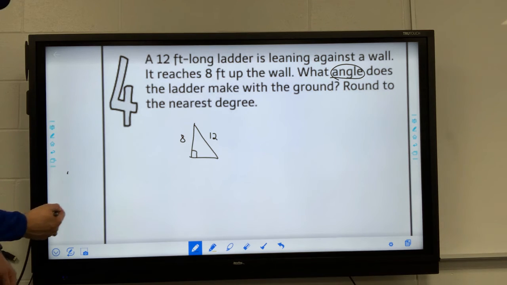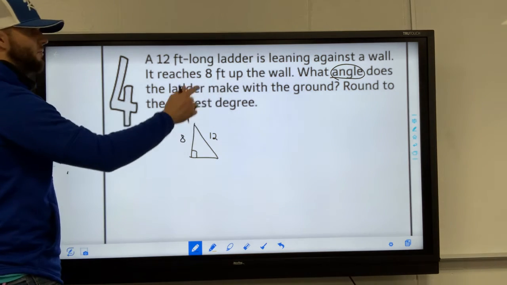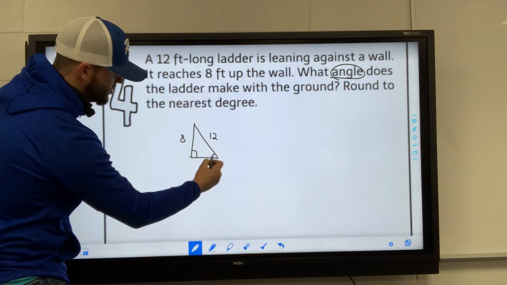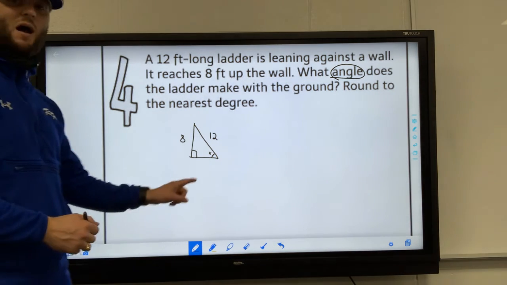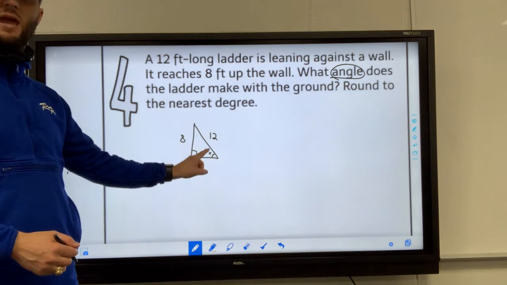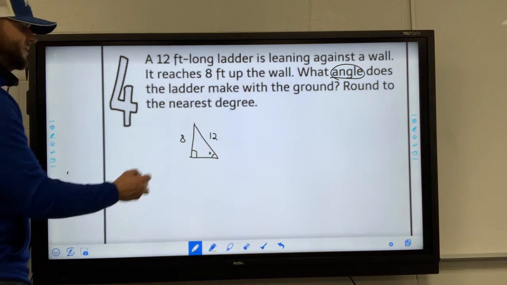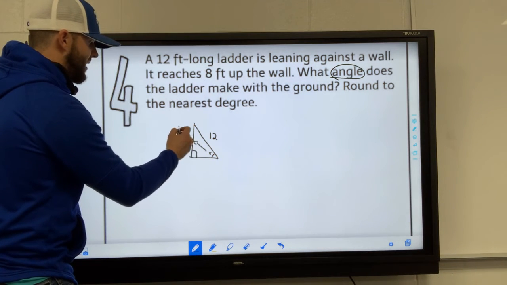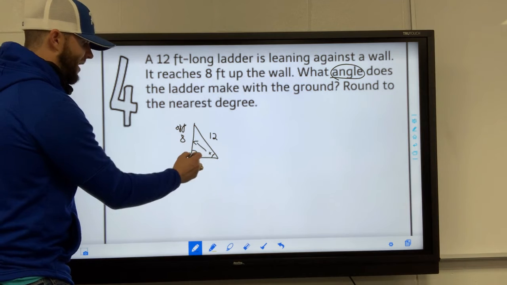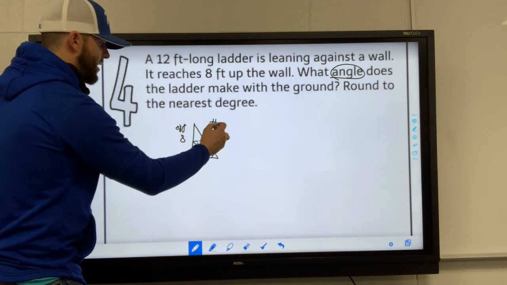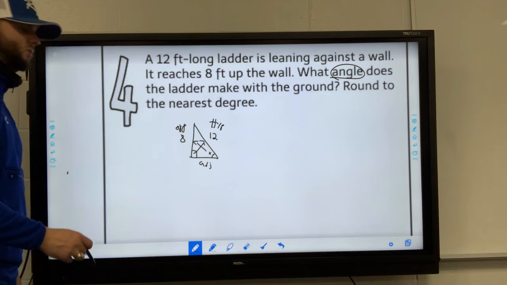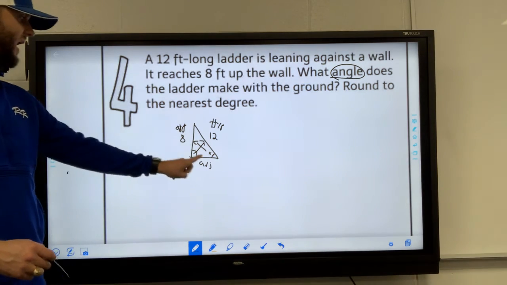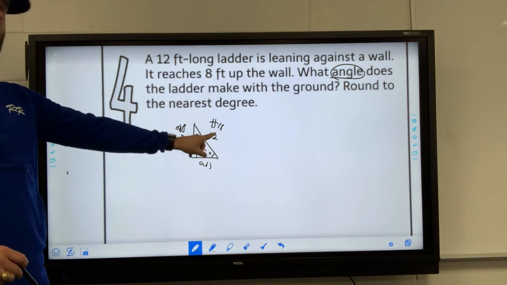So now with that being said, it says, what angle does the ladder make with the ground? So that means I am trying to find this angle right here, okay? And so now I am looking at everything from this angle right here. So if we look from this angle, this is going to be my opposite side. Opposite the 90 is always your hypotenuse. And then this is going to be my adjacent side.